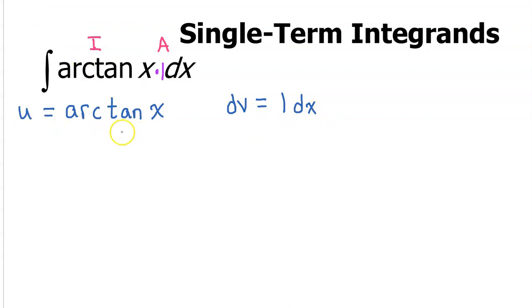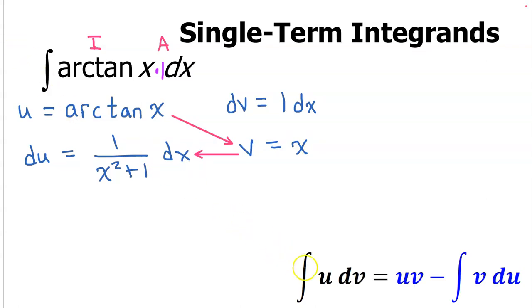Taking the derivative of both sides gives us du is equal to 1 over x squared plus 1 dx. Taking the antiderivative of both sides, we get v is equal to x. Now we fill in the integration by parts formula, starting with u times v, which is this times this. Then we do minus the integral of v du, so that's this times this.